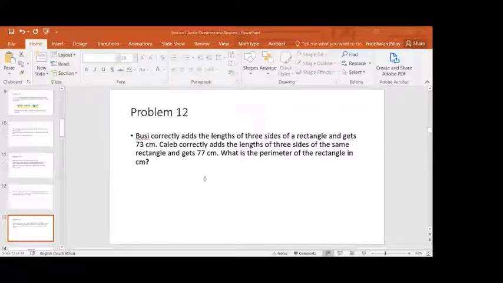Bussy adds the lengths of three sides of a rectangle. So Bussy has a rectangle, and she adds the lengths of three sides. Now the rectangle has got four sides, all right? And she adds three. We don't know which three. She could be adding that, that, and that. Or you could be adding that, that, and that. Okay. But whatever it is, if she's taking three sides of a rectangle and she's adding it, in one case, she gets 73.